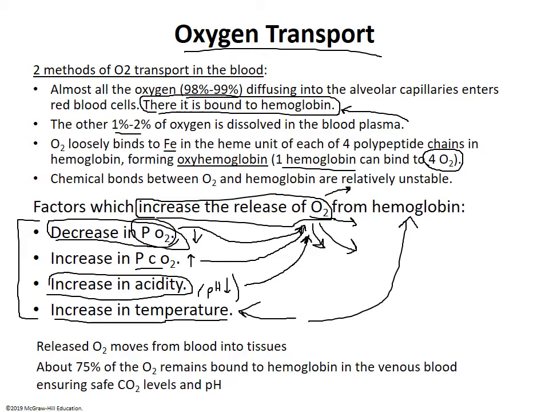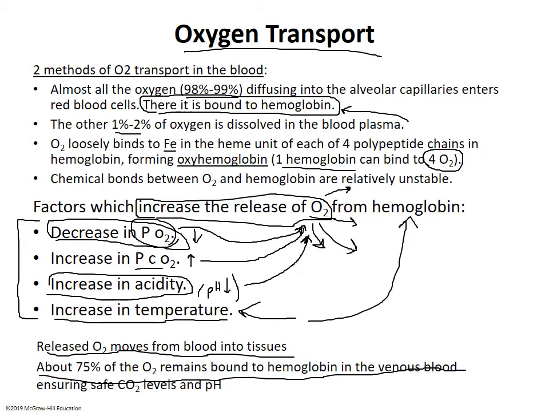And so I think that's a pretty cool thing, and it's easy to remember if you can tie those together. The more I exercise, the more oxygen I need, so the more oxygen is released, because all four things that are part of me burning more energy are going to cause more oxygen to be released. So released oxygen moves from the blood into the tissues. About 75% of the oxygen remains bound to hemoglobin in venous blood.